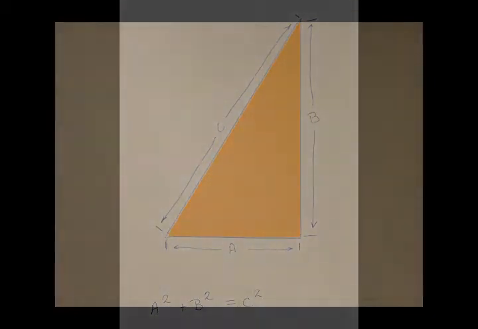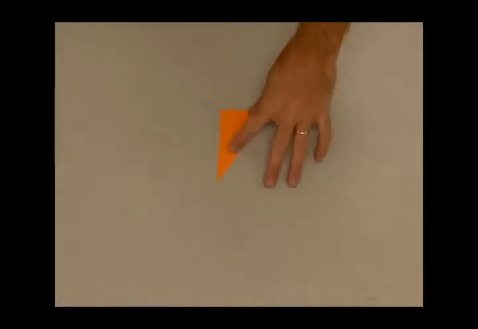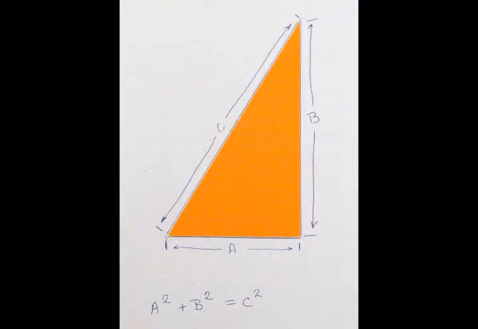If you recall, the Pythagorean Theorem talks about the relationship between the sides of a right triangle. Our triangle here, the nice orange one, we'll call the short side A, the longer side B, and the longest side, the hypotenuse as it's called, C. So we have a right triangle with sides A, B, and C. The Pythagorean Theorem says that A squared plus B squared equals C squared.